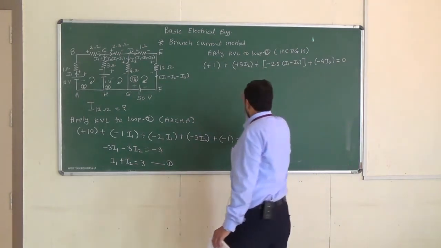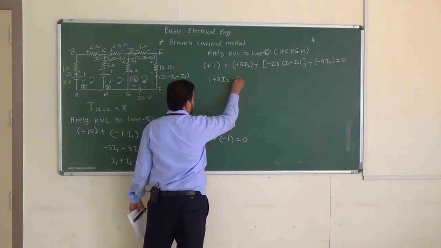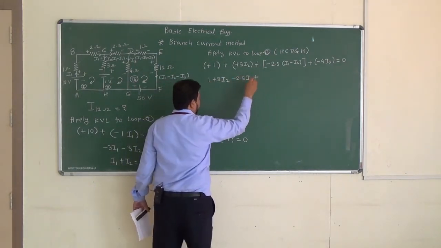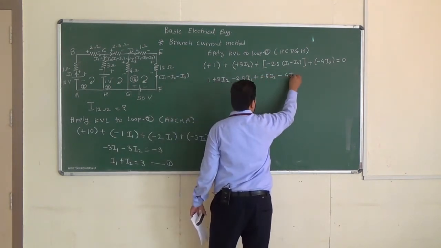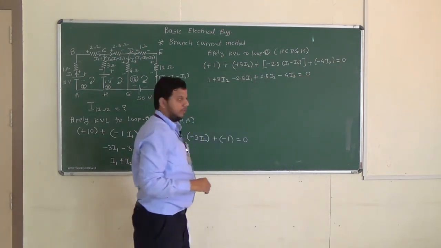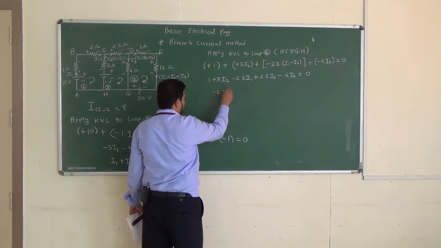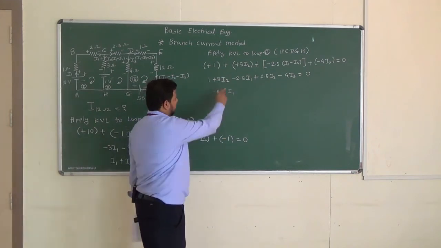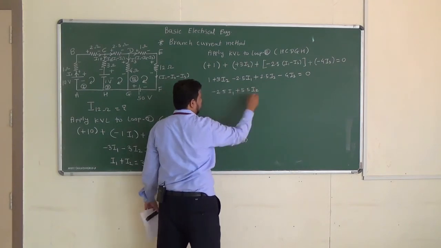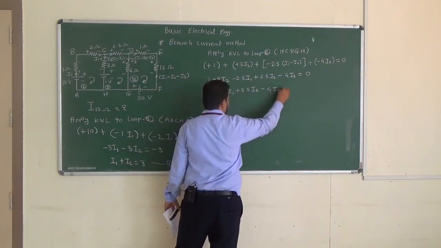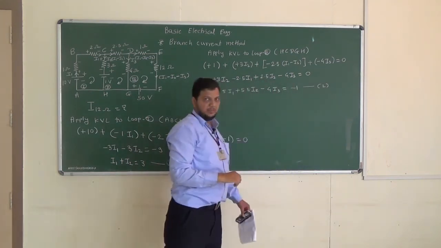Okay, now we will simplify this. So 1 as it is, plus 3I2 minus 2.5 I1 plus 2.5 I2 minus 4I3 equal to 0. Okay, so we will combine all terms of I1 together. There is only one term of I1, minus 2.5 I1. So how many terms of I2? So 3I2 plus 2.5 I2, that is 5.5 I2 minus 4I3 equal to minus 1. That is our second KVL equation, equation number 2.